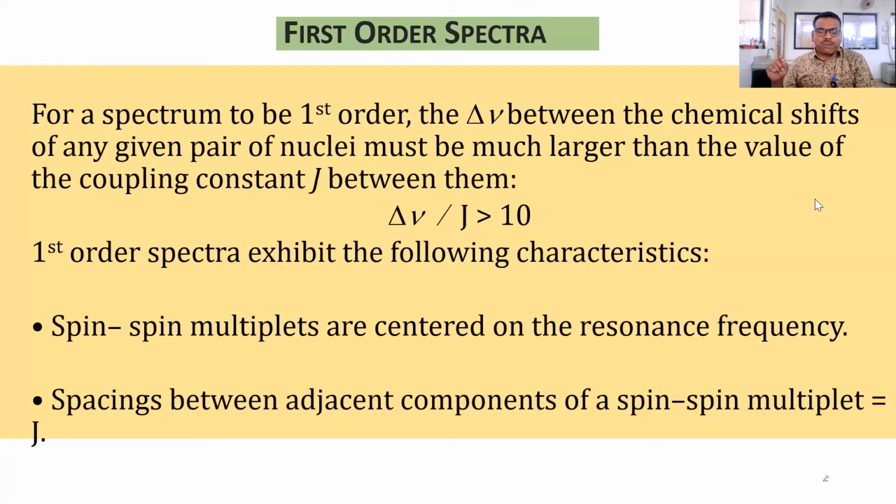Suppose we have a triplet. You know that the triplet has a first peak with some height, the second peak is larger than the first one, and the third peak is again similar to the first one, right? So, remember the triplet, whatever peak we got should be according to the resonance frequency, or it should be centered, meaning the center peak should be larger compared to the side peaks. So this is one thing, that is spin-spin multiplet.